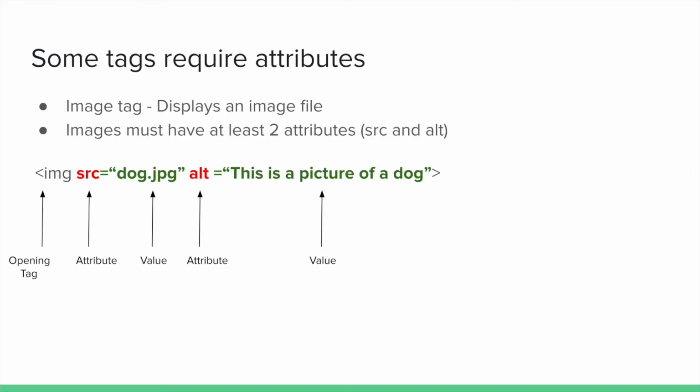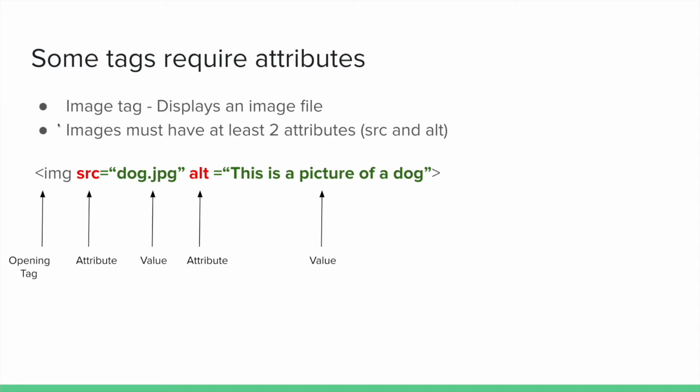Let's take a look at an image tag. The image tag displays an image file. It renders the image on the web page. And obviously this is going to be really important in web design, as it would be pretty boring just to list out a bunch of text on a web page. Using images communicates all kinds of different things to our audience. So we want to use images as much as we can.